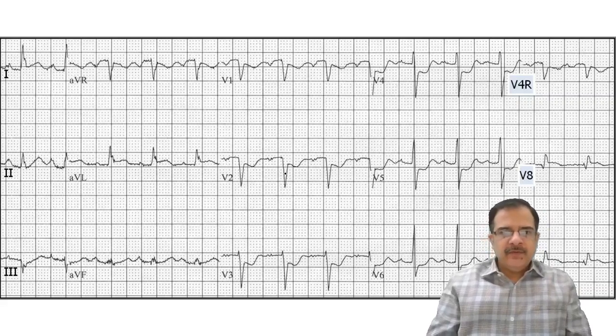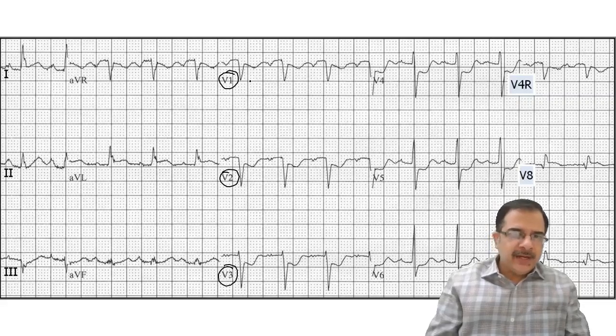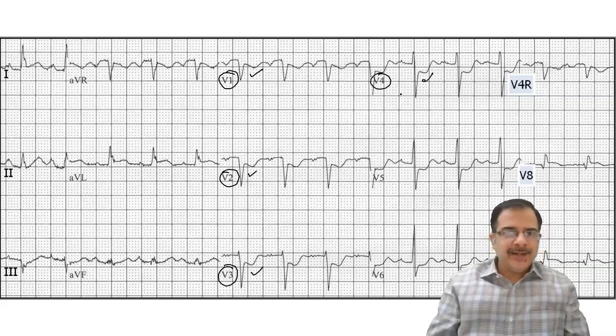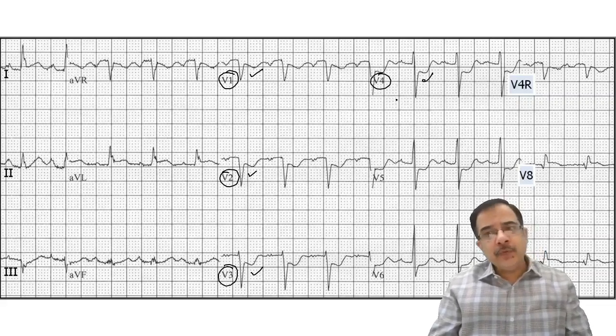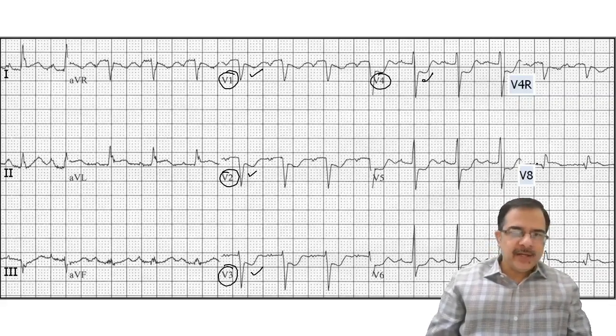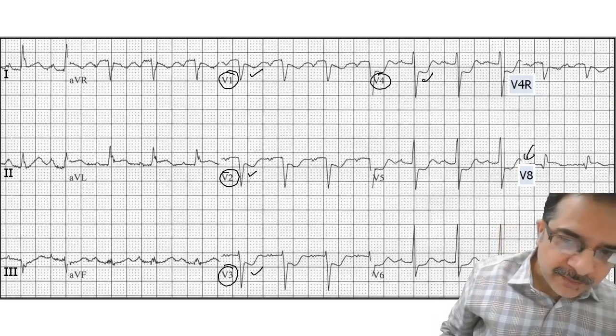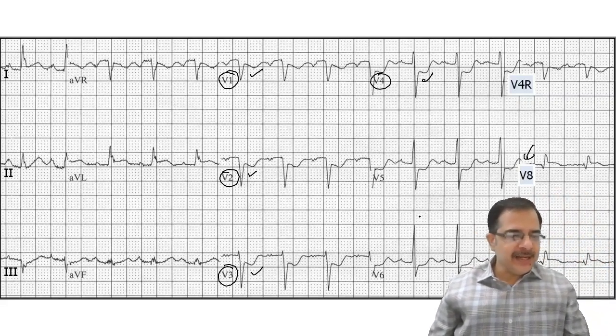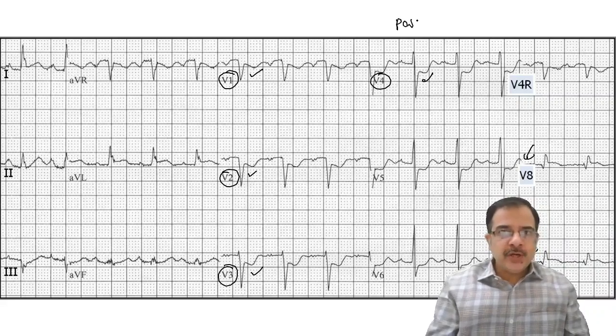Reason being, when we were looking at V1, V2, and V3, we were getting an ST depression. We should suspect that it could be a reciprocal change of posterior wall MI. And when we did the V8, look at this lead. This is a V8 lead. There is ST elevation, and also if you look here at V9, ST elevation, so at least V8 and V9 are showing the ST elevation, so it will be a posterior wall MI.